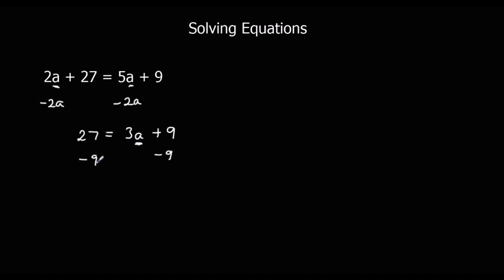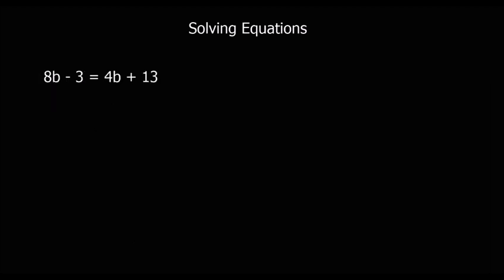So 27 minus 9, that's 18, and these cancel out, so I've just got 3a left. 3a's are 18, so if I divide by 3, I'll get 1a, and that's 18 divided by 3, which is 6. So a is equal to 6.